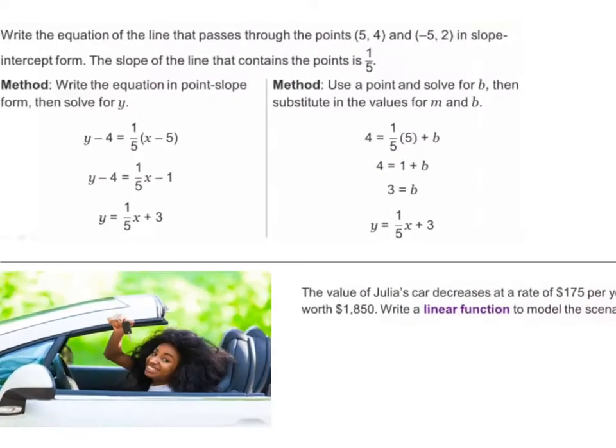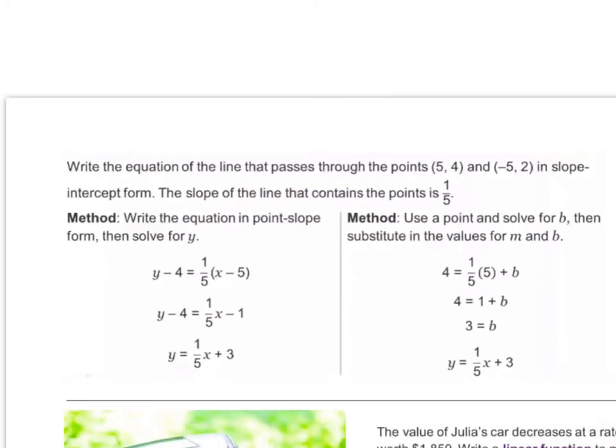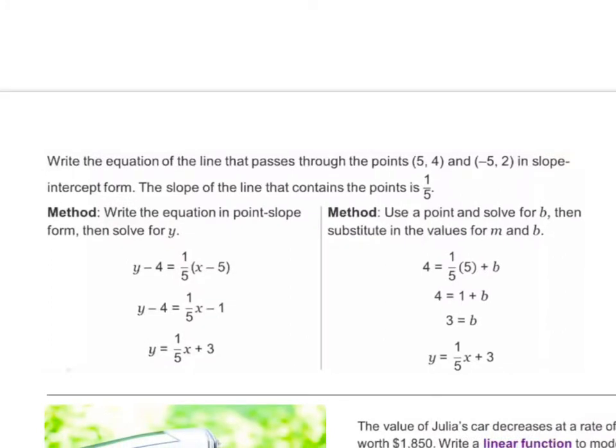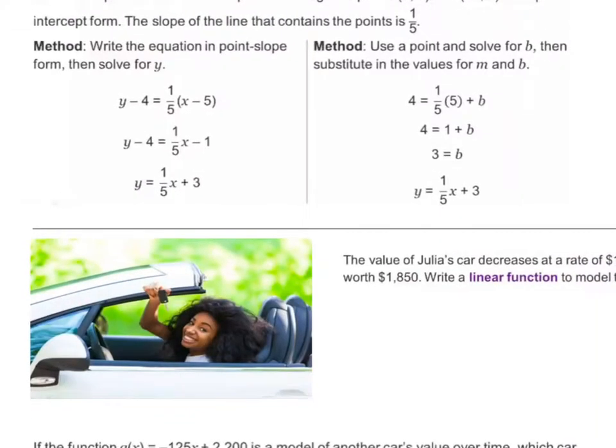Now, on this next page, it says write the equation of the line through those points. What we notice is that either method, if you use point-slope form and go through all this, you end up with the same answer in the end. If you use slope-intercept form to just solve for b, you end up getting the same thing. So it doesn't matter which one you do, just make sure that you're able to do either method and get the same answer.